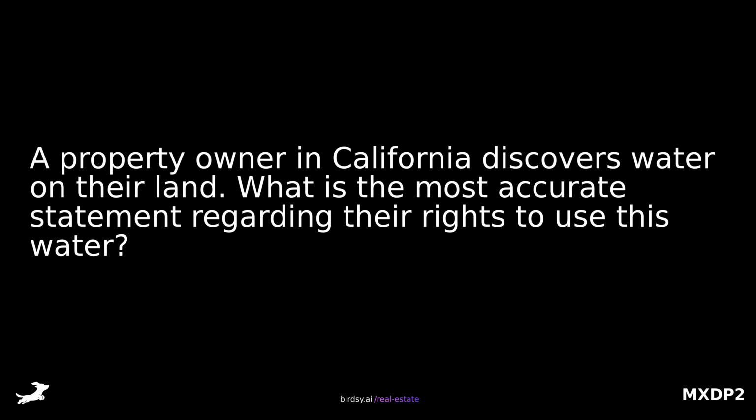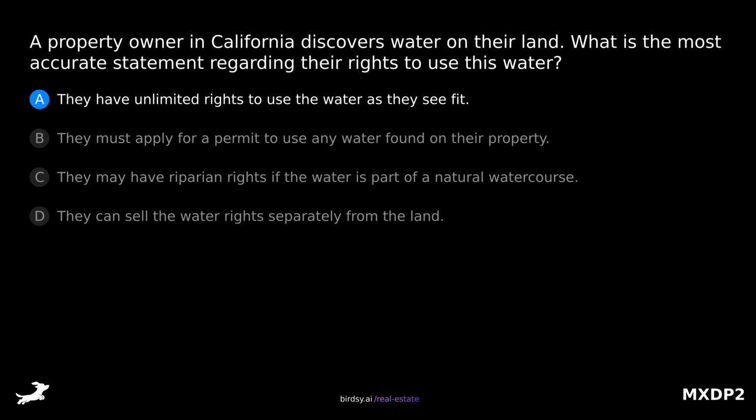A property owner in California discovers water on their land. What is the most accurate statement regarding their rights to use this water? Is it A, they have unlimited rights to use the water as they see fit, B, they must apply for a permit to use any water found on their property, C, they may have riparian rights if the water is part of a natural watercourse, or D, they can sell the water rights separately from the land? The answer is C, they may have riparian rights if the water is part of a natural watercourse.